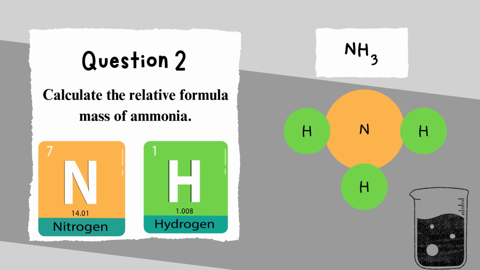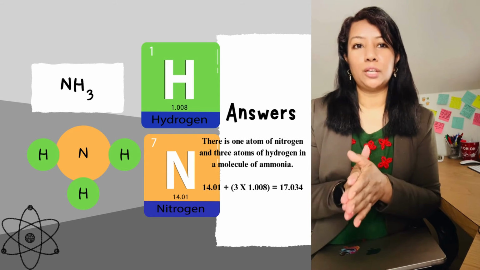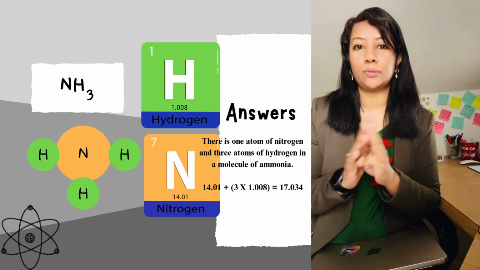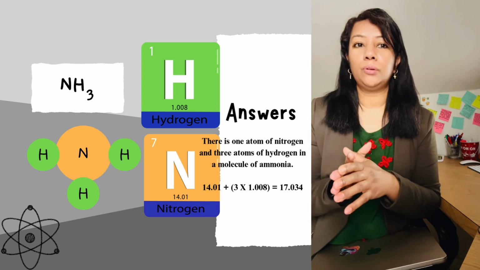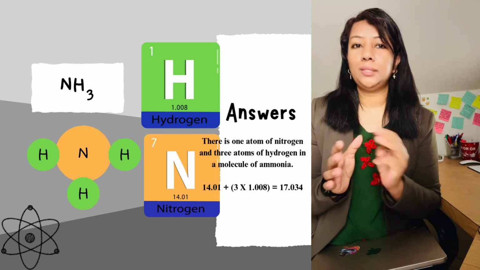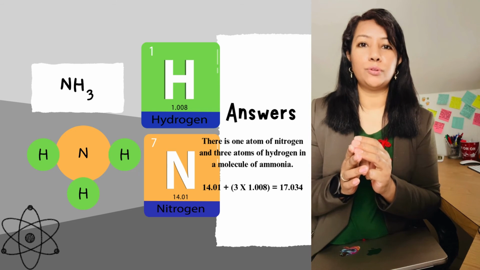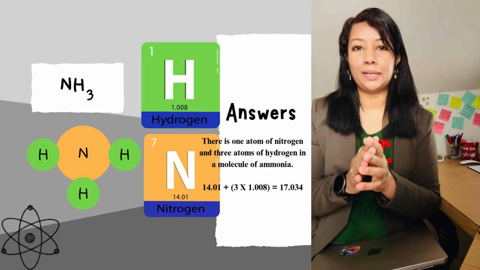Calculate the relative formula mass of ammonia, that is nitrogen and hydrogen. Relative formula mass of ammonia. So there is 1 atom of nitrogen and 3 atoms of hydrogen in a molecule of ammonia. So we know the hydrogen here is 1.008 times 3. So we'll add together, then we'll get that.